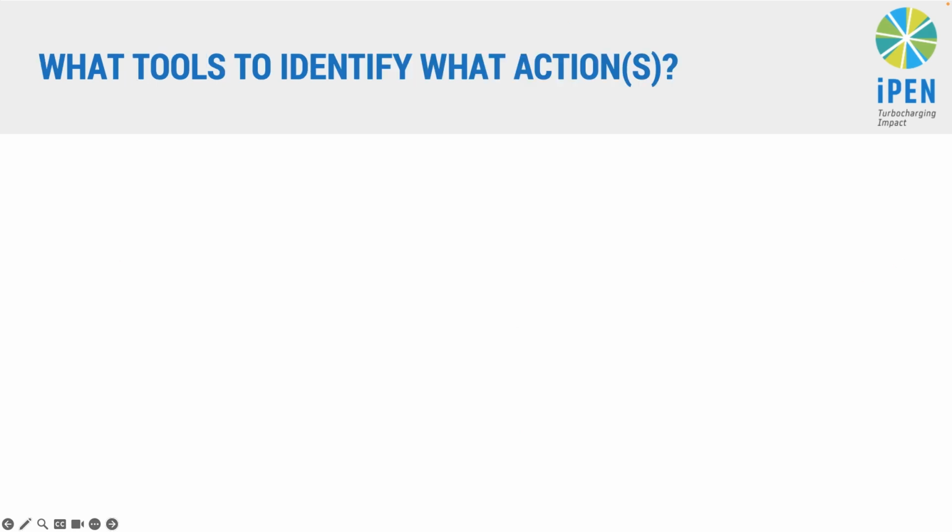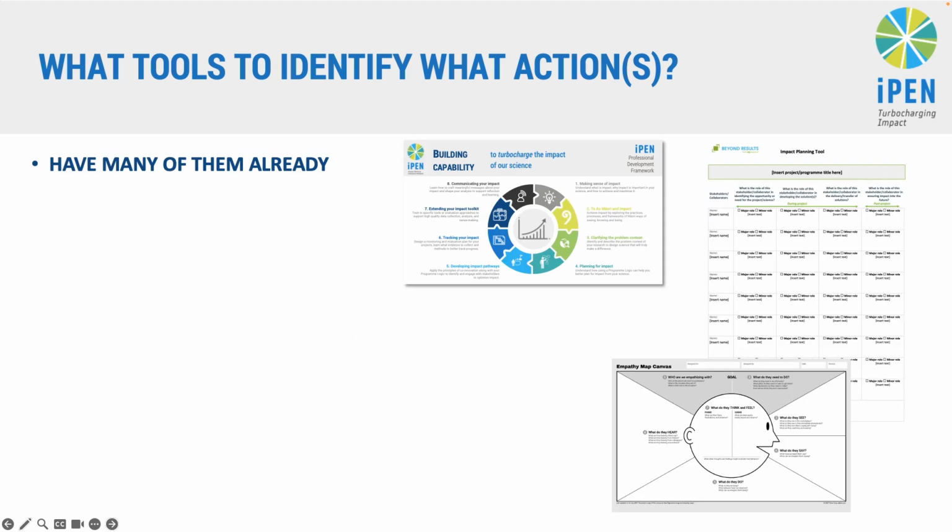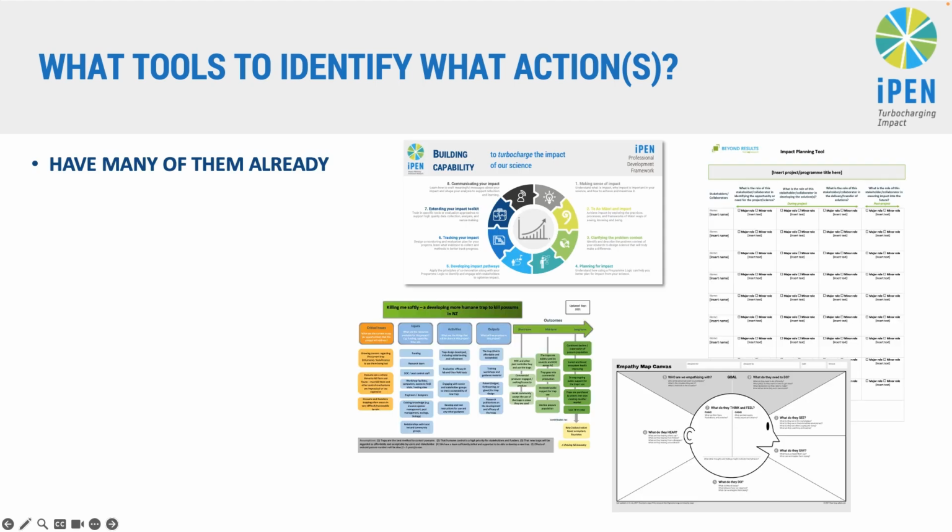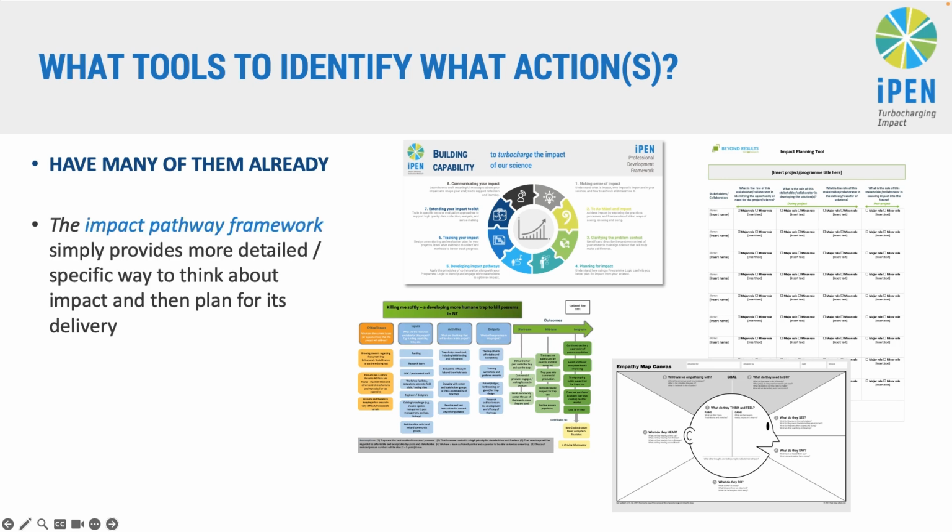So what tools can you use to identify what action or actions need to be taken? We actually have many of them already. Through the training wheel that iPEN has developed, the tools and resources that we point you to are these, so things like the Beyond Results Impact Planning tool, things like empathy maps, your program logic. These are all great starting points. What the Impact Pathway framework does is it simply provides more details and more specific ways to think about impact so that then you can plan it in better.